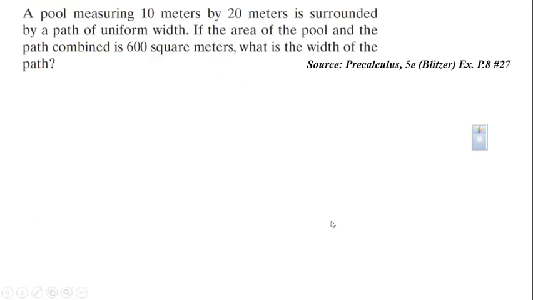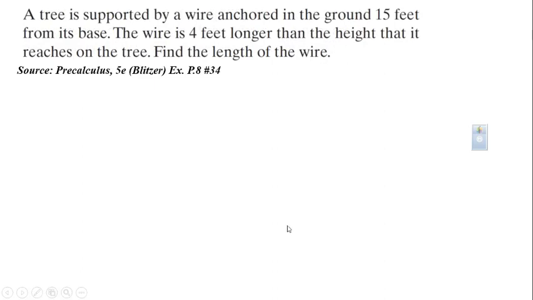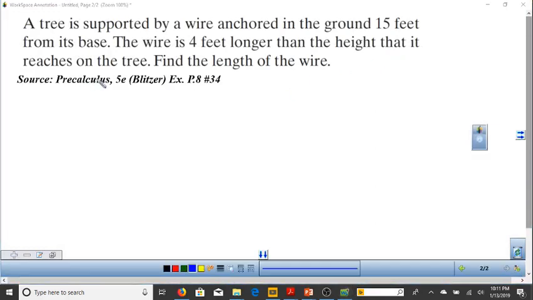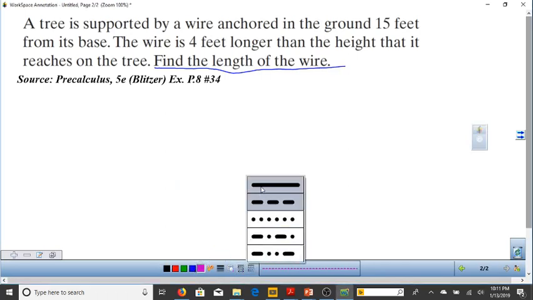A tree is supported by a wire anchored in the ground 15 feet from its base. The wire is 4 feet longer than the height that it reaches up on the tree. Find the length of the wire. So they want us to find the length of the wire. So if we look at this carefully, the ground typically is represented as a horizontal line. So let's draw a horizontal line for the ground.